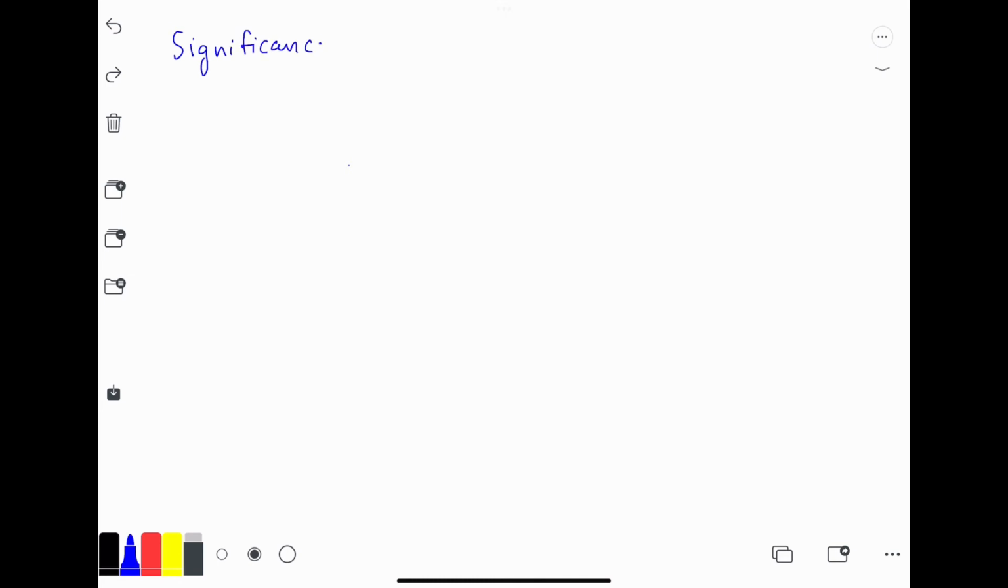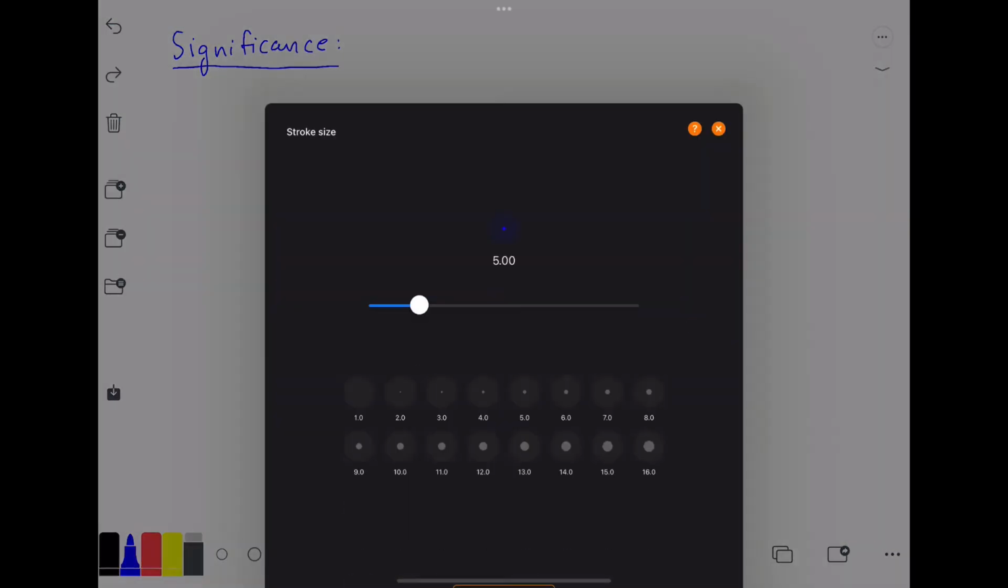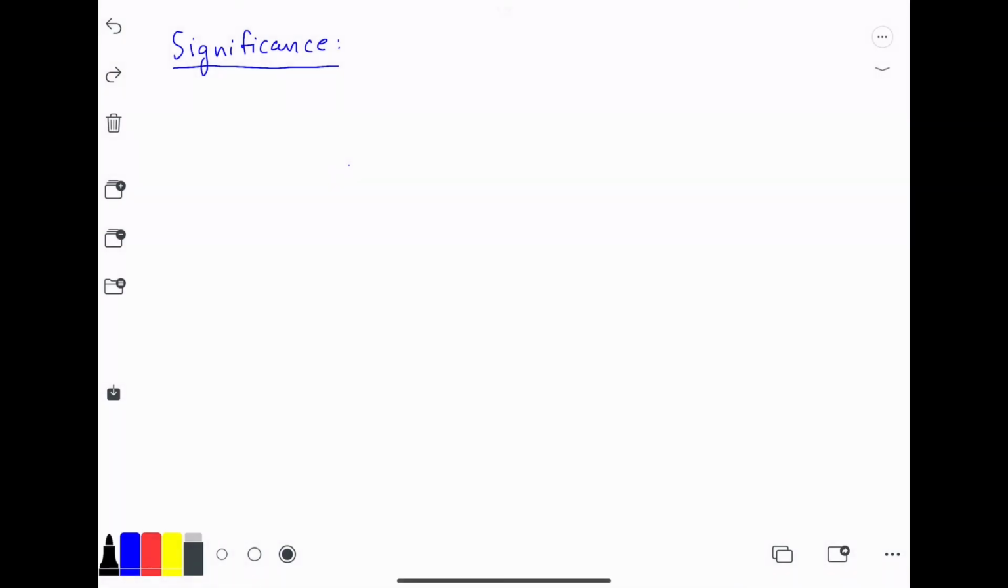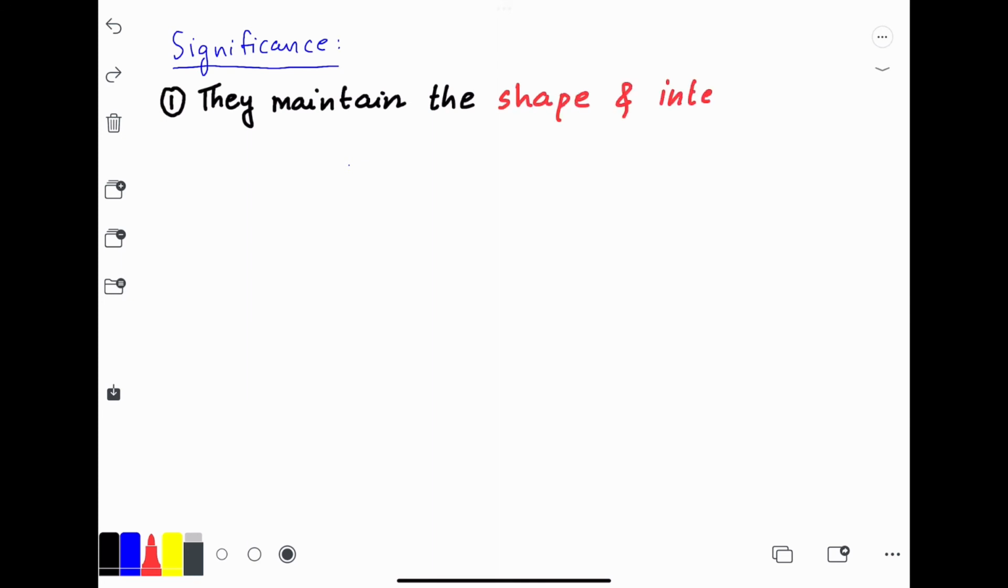Now let us come to the significance of these fibrous septa. These actually have quite an important role. So first, they help in maintaining the shape and integrity of the breast. Okay. Now coming to the second point.